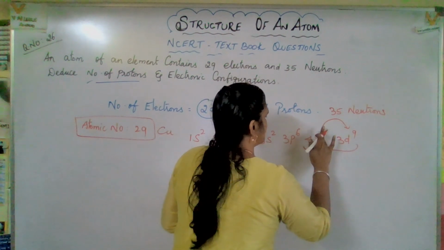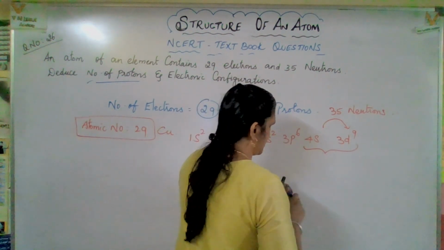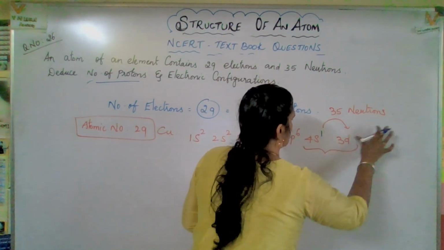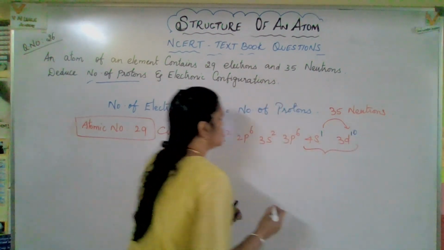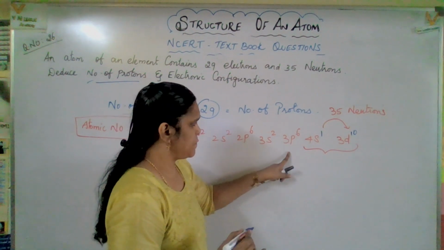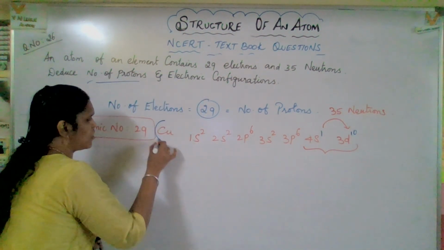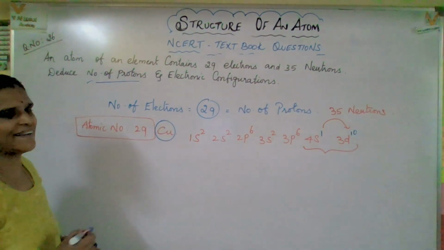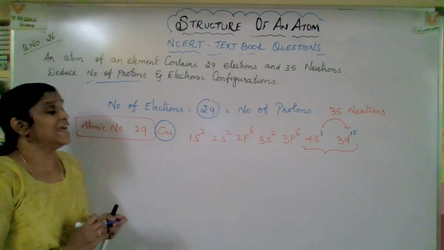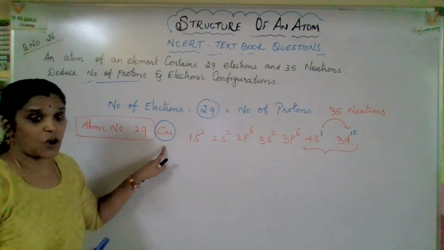So that means here 4s1, yes, you will get it. And here one electron transfers, so automatically you will get 3d10. So here 1s2, 2s2, 2p6, 3s2, 3p6, 4s1, 3d10. That is the electronic configuration of copper. I hope you got a clear idea how to fill the electronic configuration of atomic number 29, that is copper.